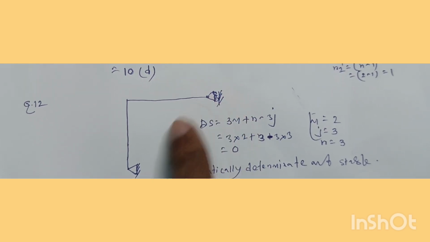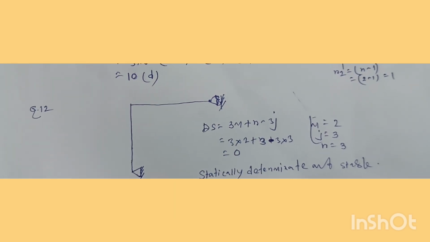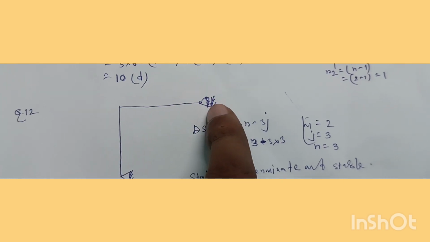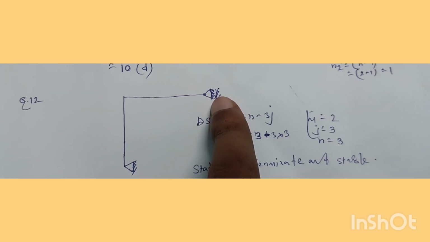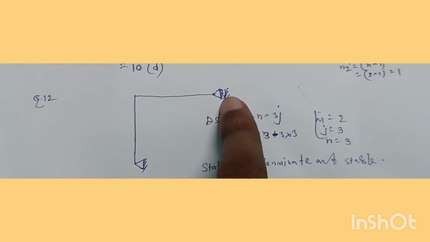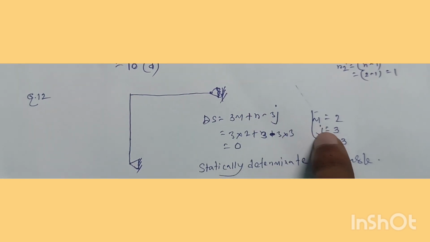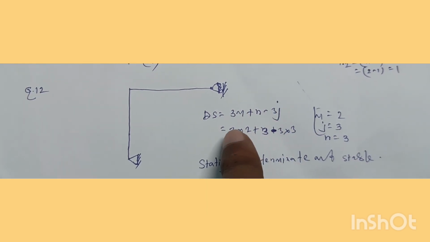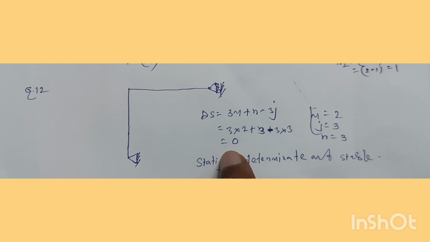Okay, this is a hinge support, that means one vertical reaction and one horizontal reaction we will get, and this is a roller support, that means one vertical reaction we will get only. So r equals 3. By putting all the values into this equation, we will get Ds equal to 0.